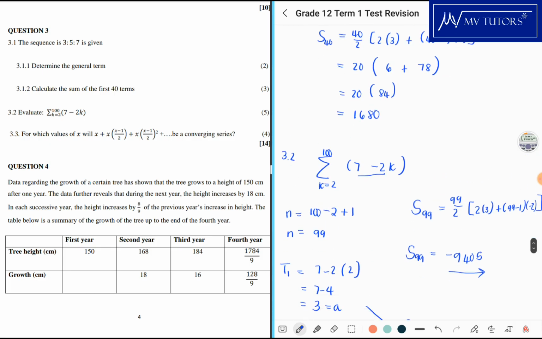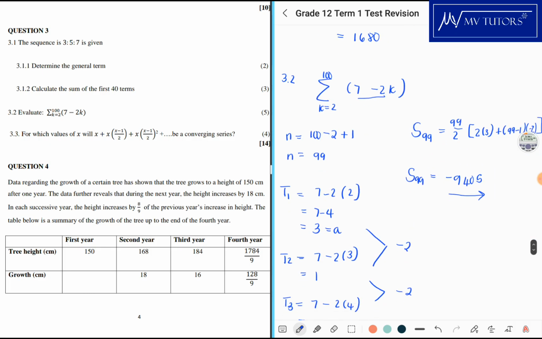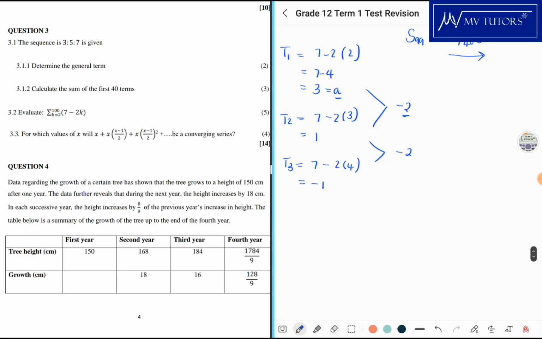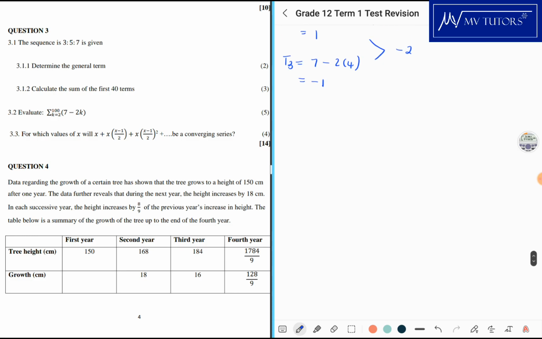That's it. Important thing, get your N, get your A, get your D if you're dealing with an arithmetic series, get your R if you're dealing with a geometric series. Okay, so that's 3.2. Now let's have a look at 3.3.